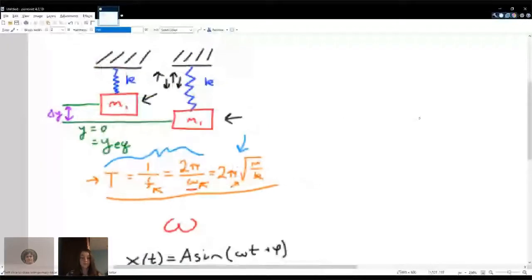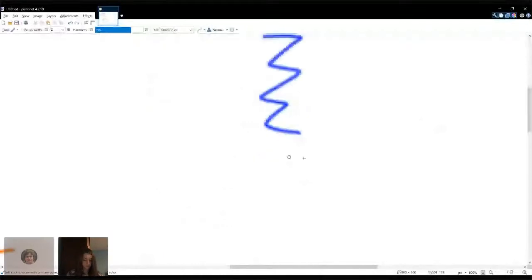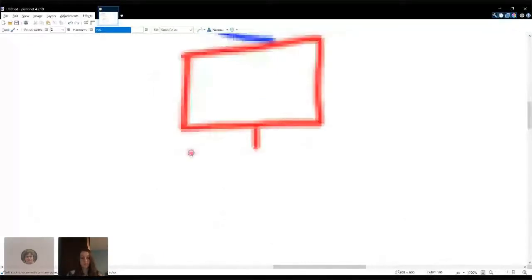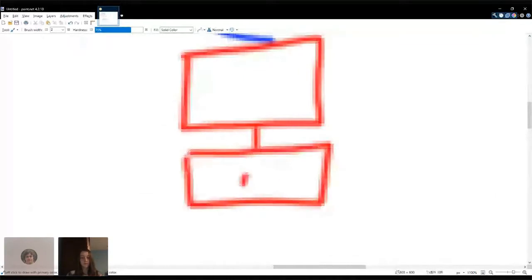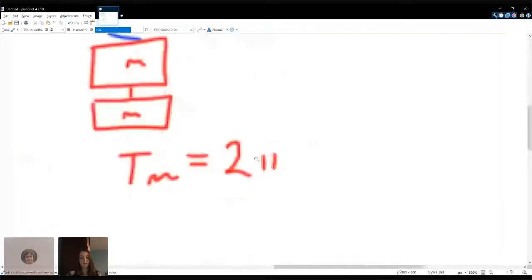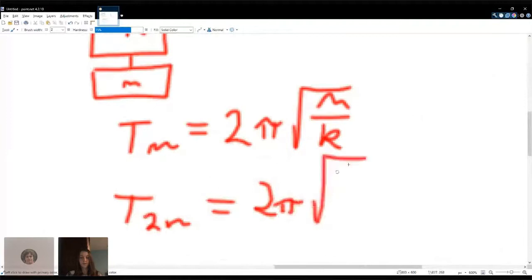Let's say you have just a typical mass on a spring, and then you add another mass. So this is mass m, this is mass m. The period when it's m is 2 pi times square root of m over k. But the period when you double that mass is 2 pi square root of 2m over k.